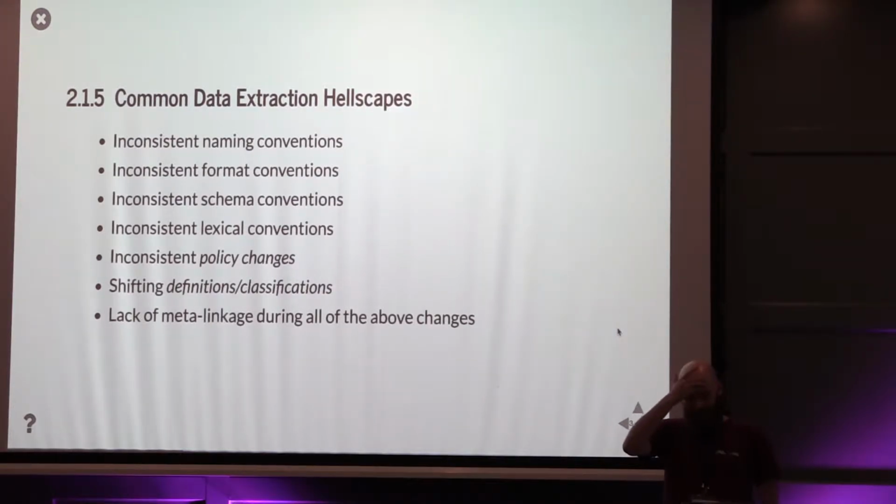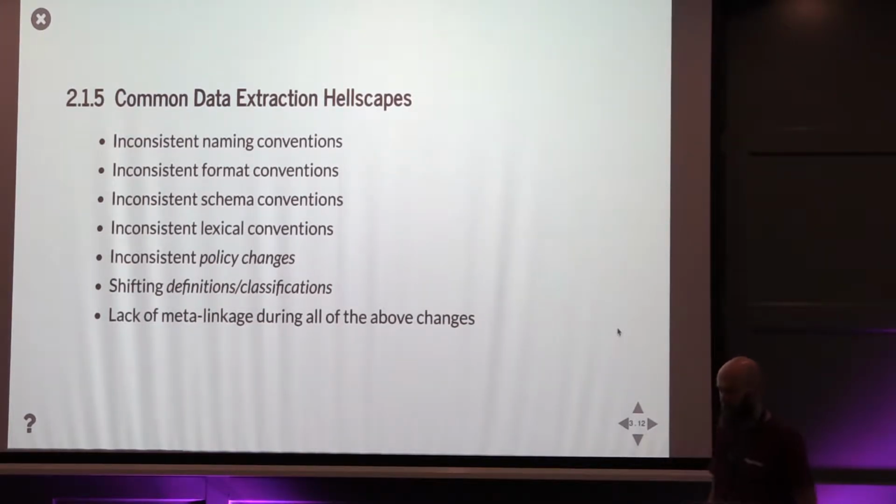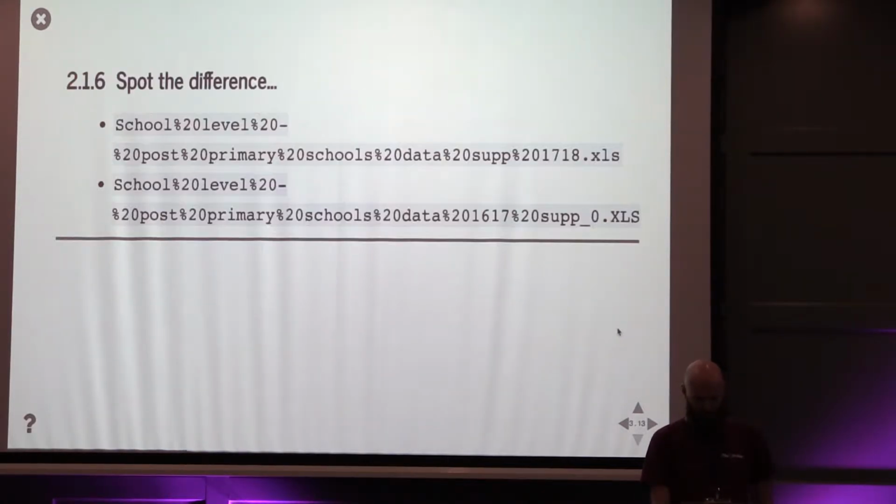So, common data extraction hellscapes: inconsistent naming conventions, format conventions, schema conventions, lexical conventions, policy changes, shifting definitions and classifications, and lack of meta-linking during all of the above changes. Government policy changes on a dime, and it very rarely gives you a diff. So, yeah, let's see what this actually looks like.